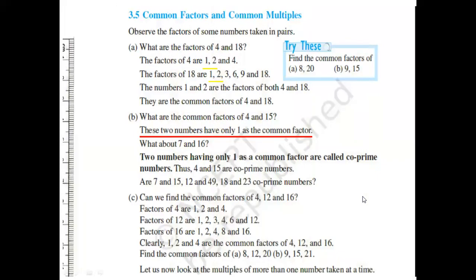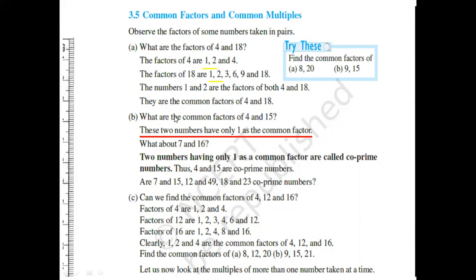This is a page from your NCERT textbook. We have more examples. What are the common factors of 4 and 18? Factors of 4 are 1, 2 and 4. Factors of 18 are 1, 2, 3, 6, 9 and 18. You can see that 1 and 2 are the common factors of 4 and 18.